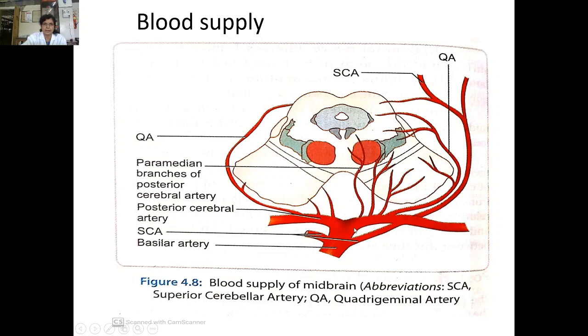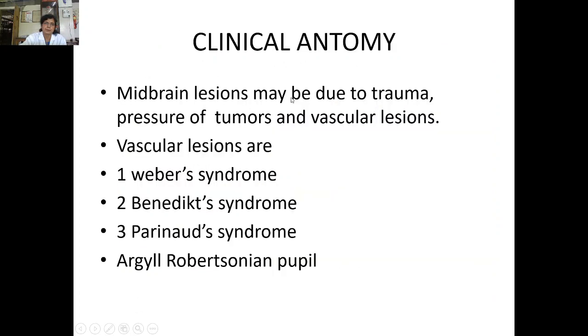These branches arising from the superior cerebellar artery and posterior cerebral artery are of two types: the paramedian branches, which supply the paramedian region in the median plane, and the circumferential branches, which supply the lateral and dorsal aspect of the midbrain. One long circumferential branch from the posterior cerebral artery supplies the tectum, that is the superior and inferior colliculi, and that branch is called the quadrigeminal artery.